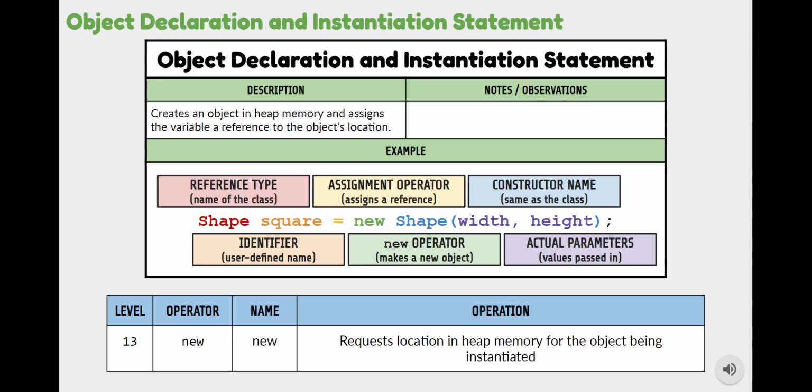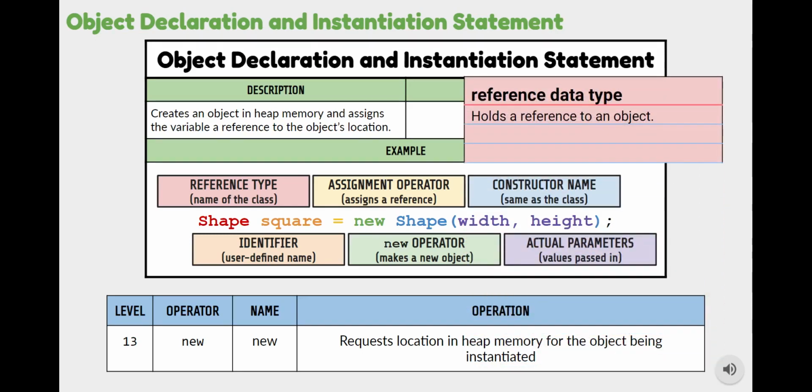So when you are using this statement, the first thing that you are going to type is the name of a class. We are not creating a primitive type here. So you will not type int or double or boolean. We are creating a reference type. This variable will hold a reference to where an object lives in heap memory. In our example, we are creating an object from a class called shape.